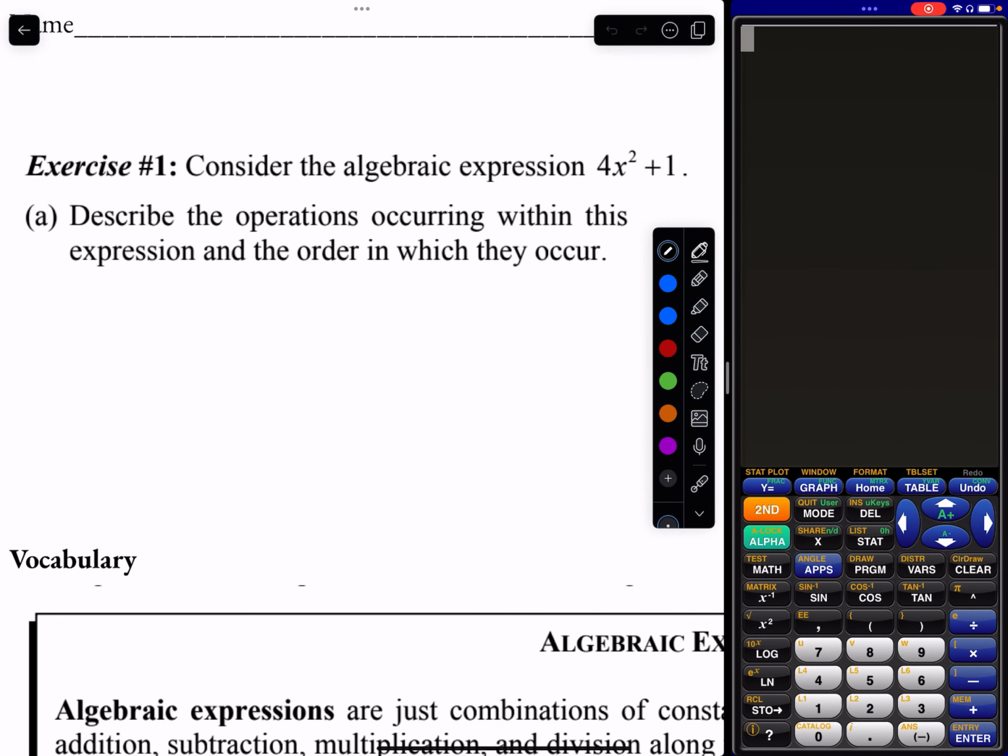Okay, we're going to take a look at this first exercise. Consider the algebraic expression 4x squared plus 1. Describe the operations occurring within this expression and the order within which they occur.